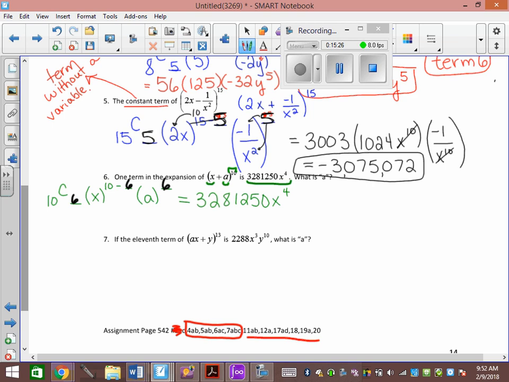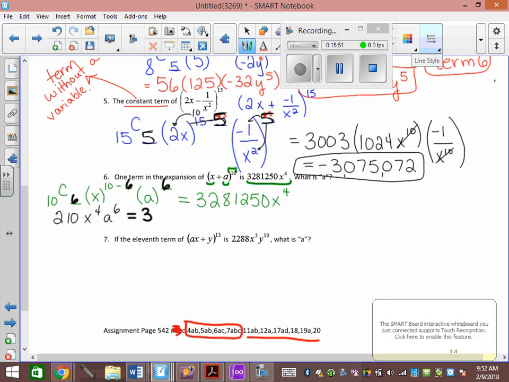So 10C6, what's that? 210. X to the 4, a to the 6, and it equals the term. And now I can solve for a.